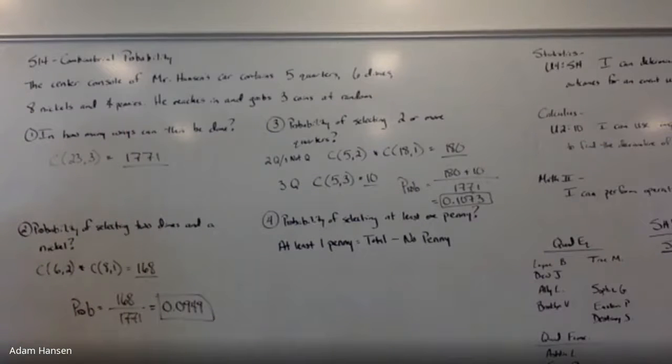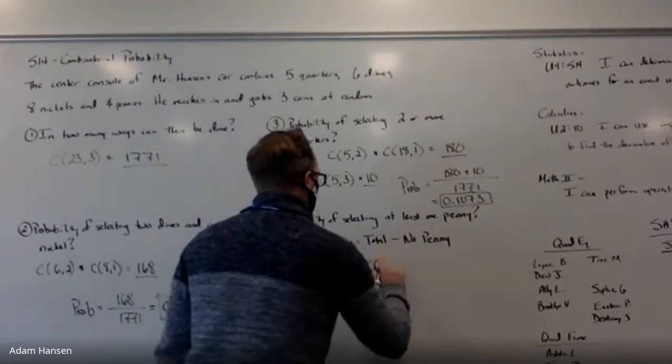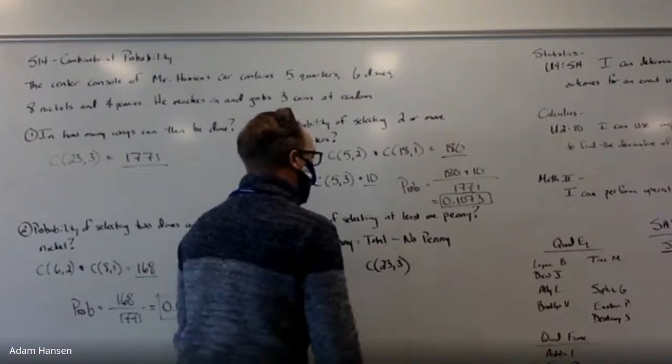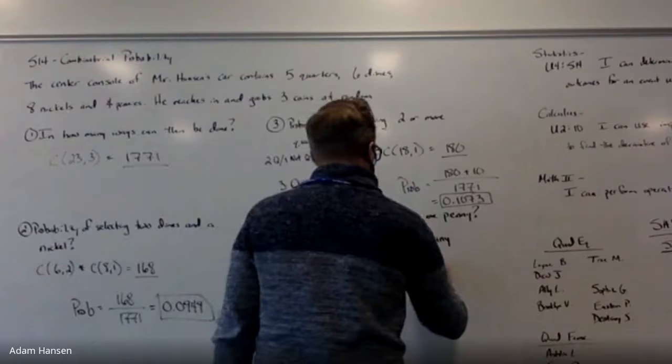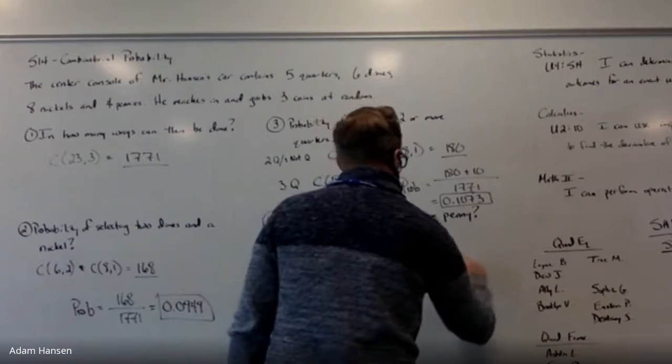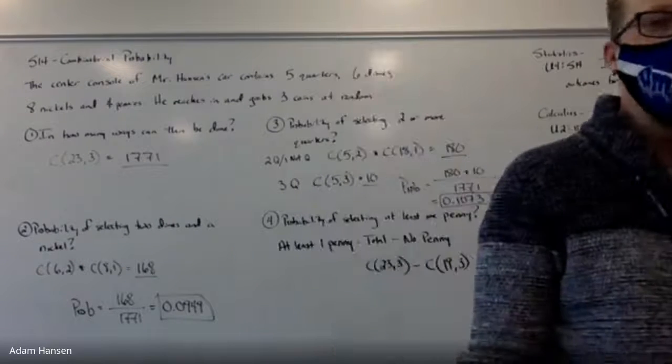Well, the total number of ways that this can be done to select 3 coins from the 23 in total, I already have. That was just part 1 back here. That would be 23 choose any 3. I want 3 coins where none of them are pennies. How many non-pennies are in the console again? 19, because 4 of them are pennies, leaving the other 19 to not be pennies. So let's subtract. Choose any 3 of the 19 coins in the car that are not pennies.